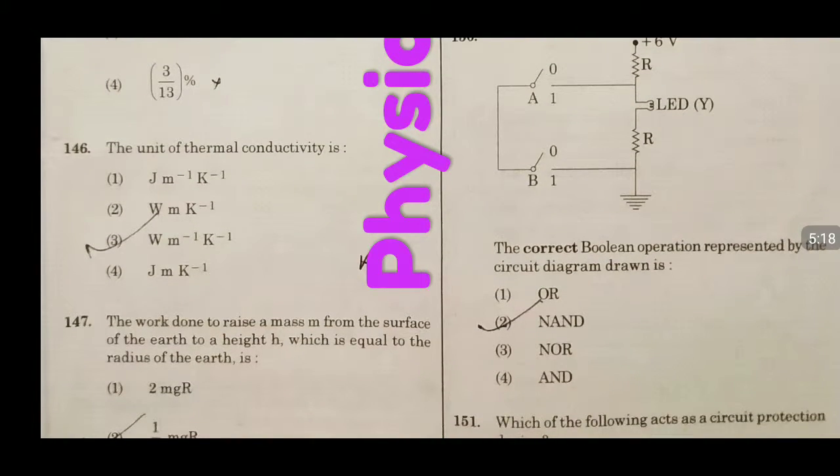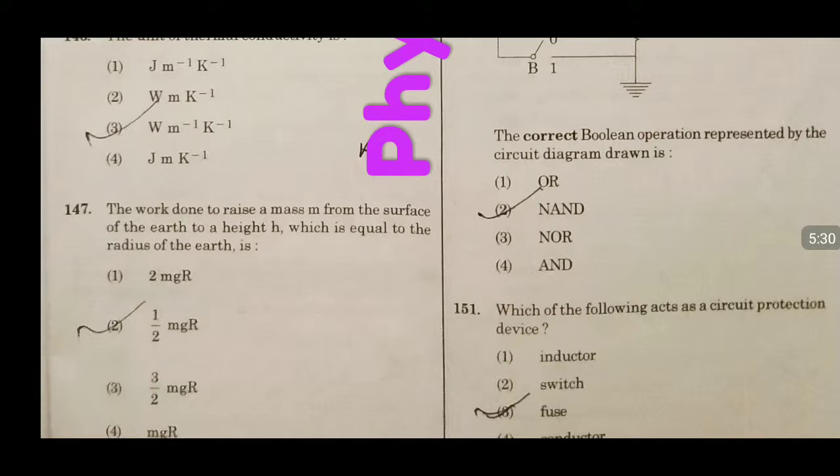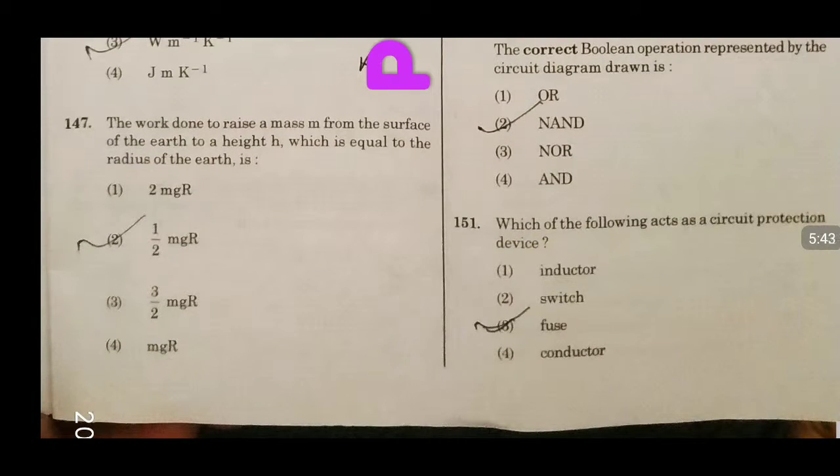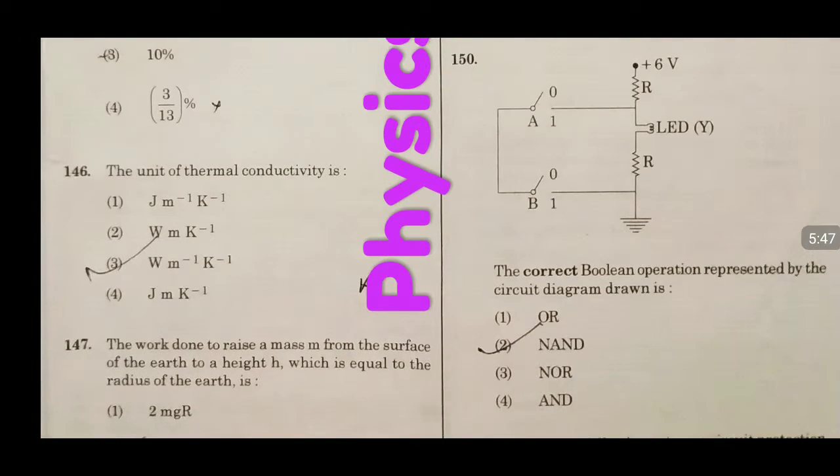146 number question. The unit of thermal conductivity is watt per meter per Kelvin. 147 number question. The work done to raise a mass m from the surface of earth to the height h, which is equal to the radius of earth, is. Then the right answer is half mgR. Second option regarding this question will be the right option.